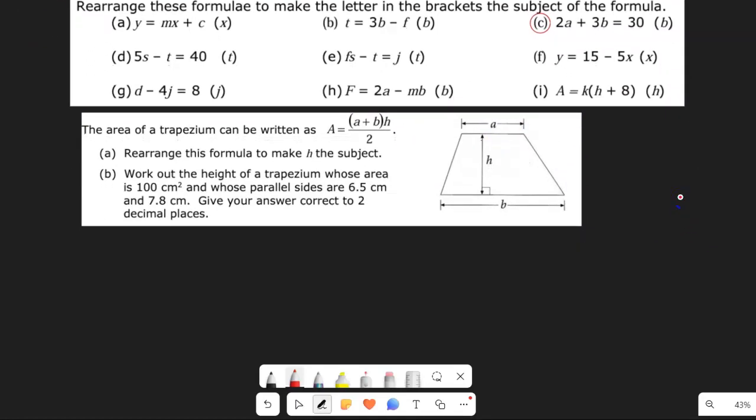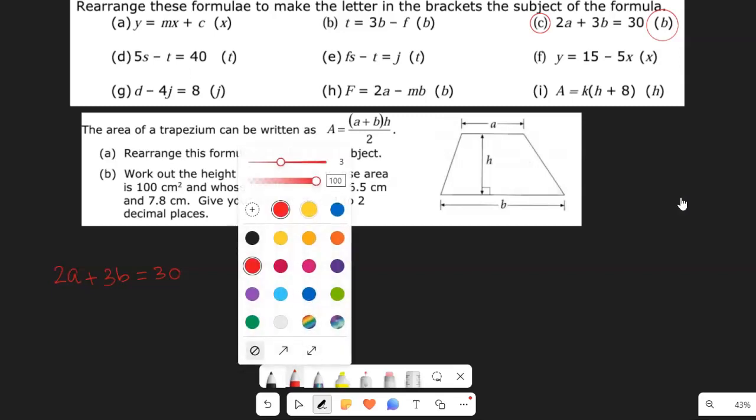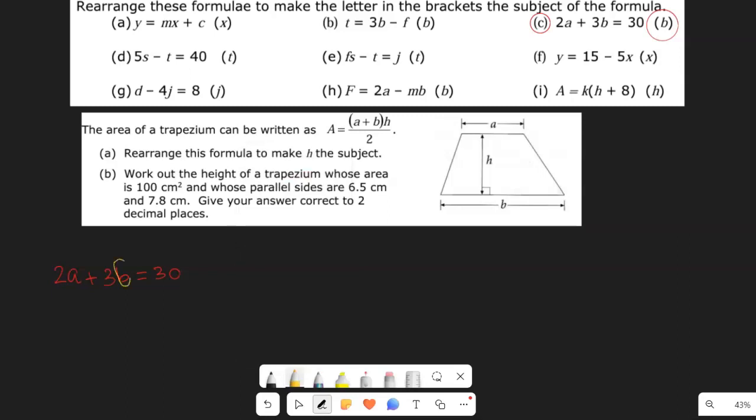So the problem is this: 2a plus 3b equals 30. There is a variable given in the parentheses, that is b. That is the variable we need to make the subject of the formula. So we need to concentrate specifically on that variable. We need to isolate this b, so we are going to work on that.